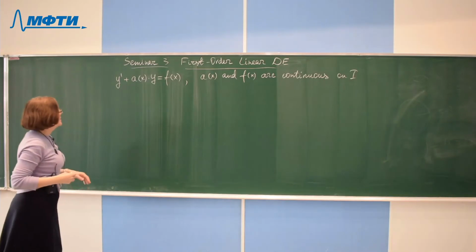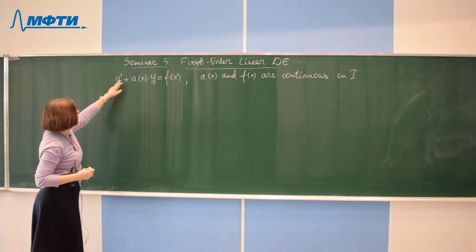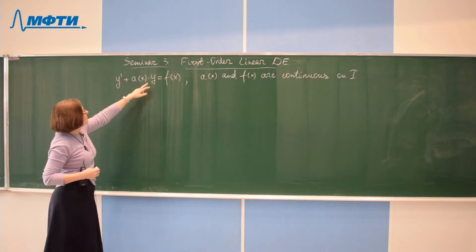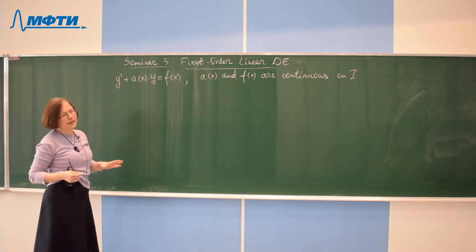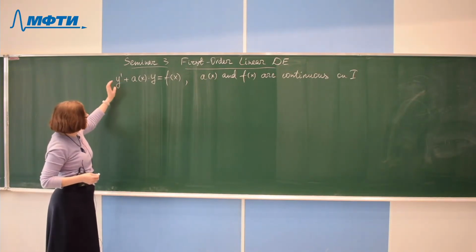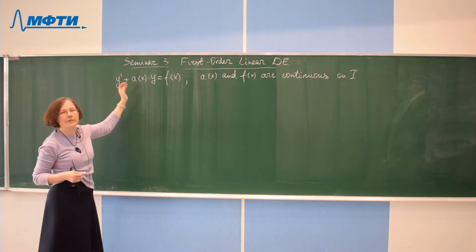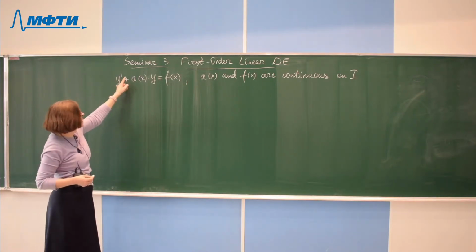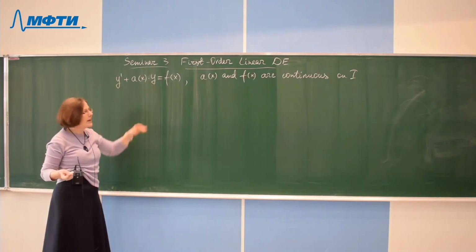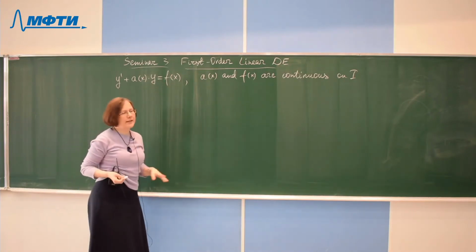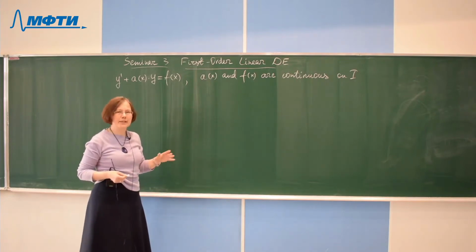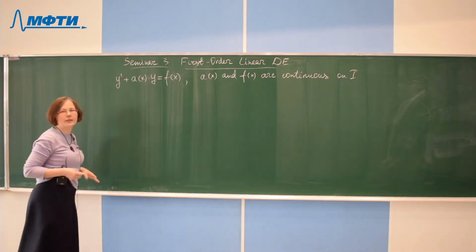Pay attention to the fact that y prime and y both have exponent 1. This is why it is called a linear differential equation. It is linear in y prime and y. But a of x and f of x may be arbitrary, and today we will study 2 methods of solving this equation.